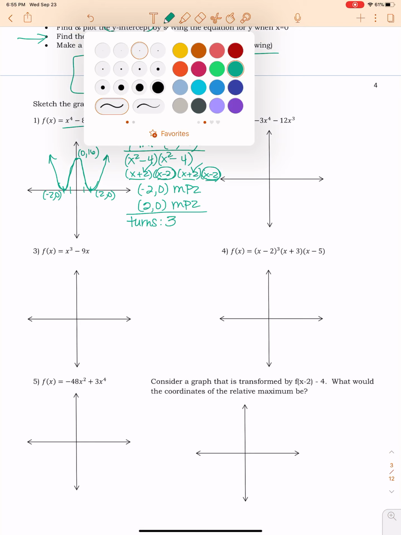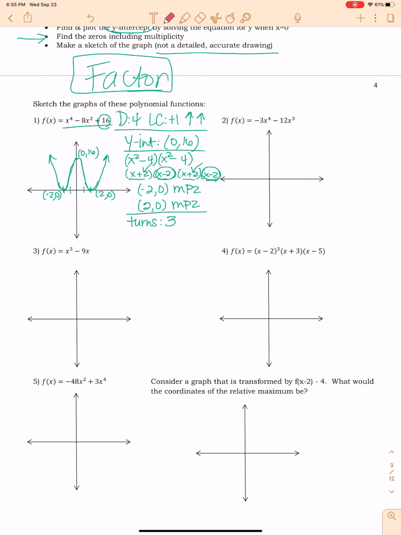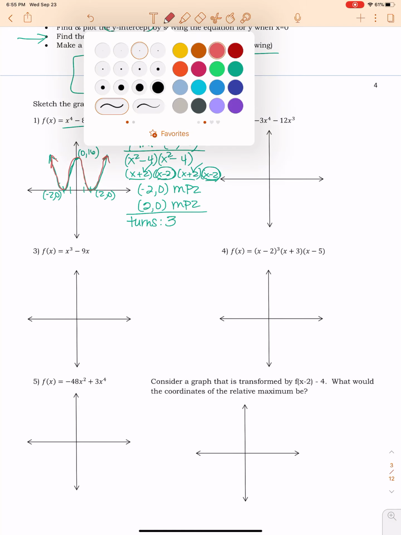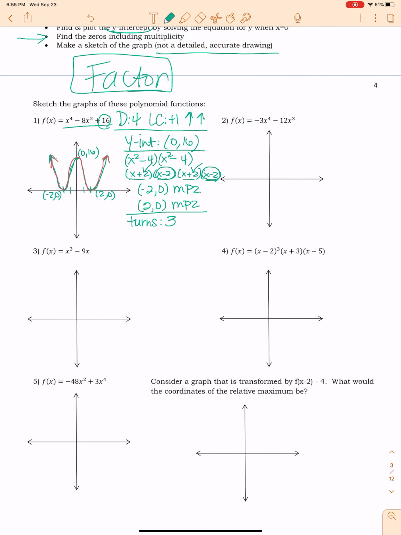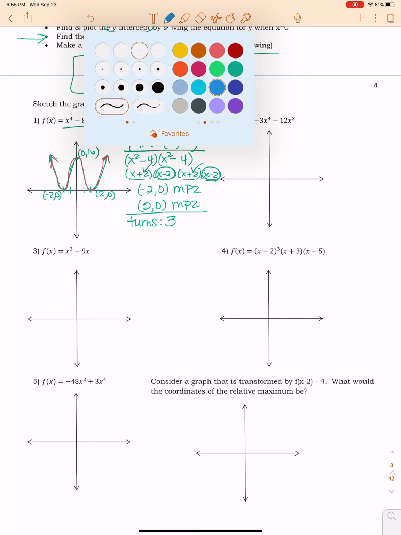So let me show you again in another color so you can see what I'm talking about here. Okay, so listen to my turns. I've got 1 turn, 2 turns, 3 turns. See how that works? There you go. That's all you got to do. Easy peasy, lemon squeezy. I know, right? Let's use another color. Let's get crazy.